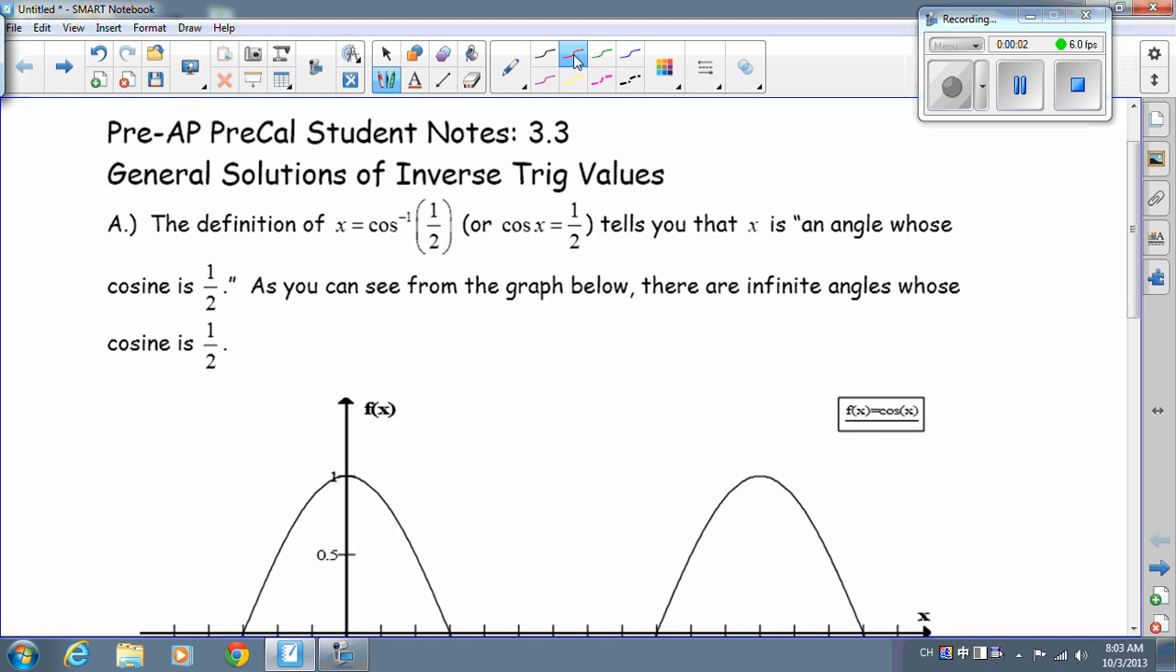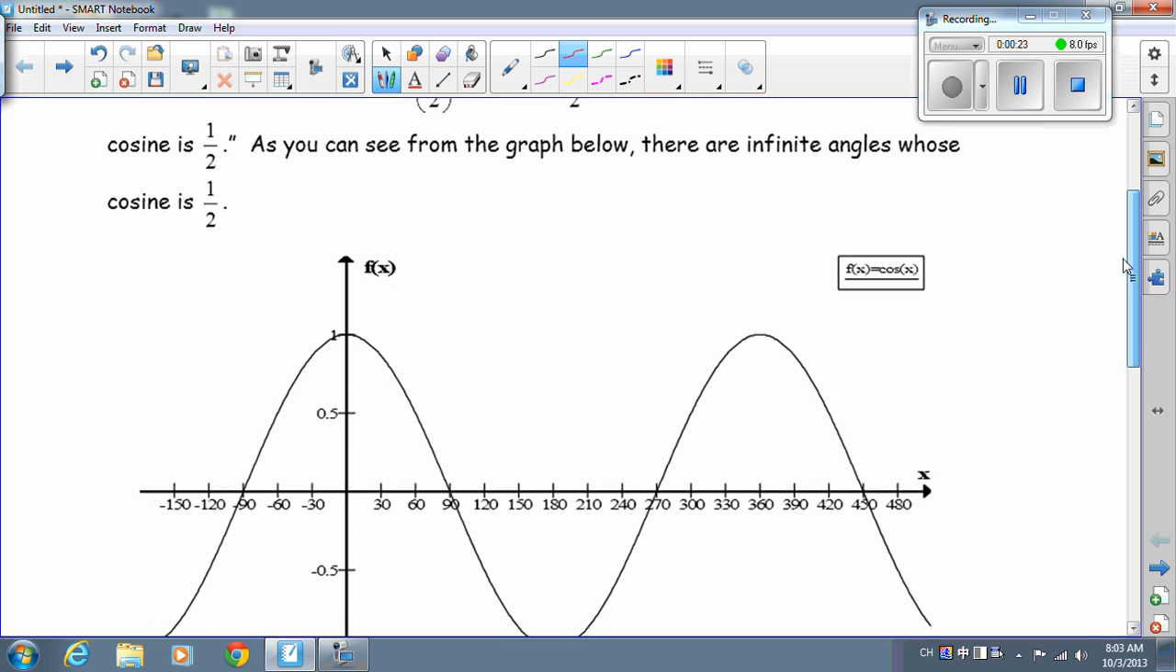Hey guys, as of right now, you should be able to find the principal value of any inverse function. And today we will be looking at the general solution of those inverse trig values. Now, the definition says x equals cosine inverse of 1/2, and you can read it as cosine of x equals 1/2. That actually tells you that there is a certain angle whose cosine is 1/2.